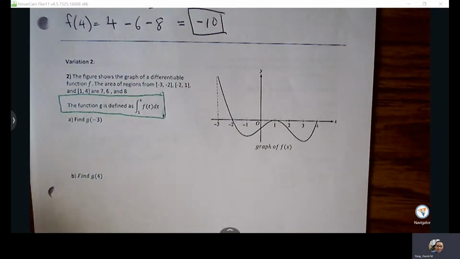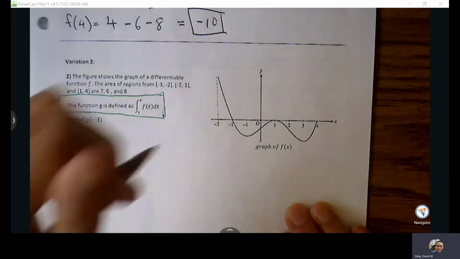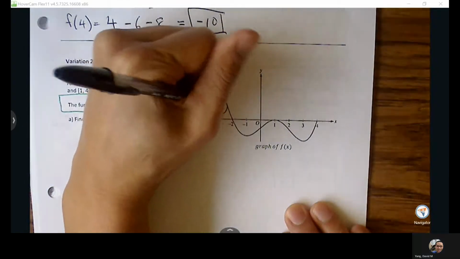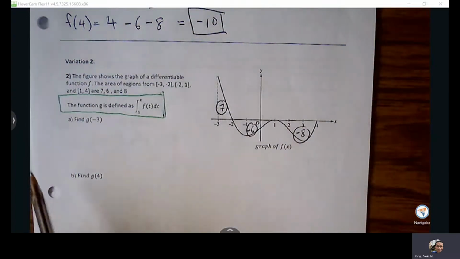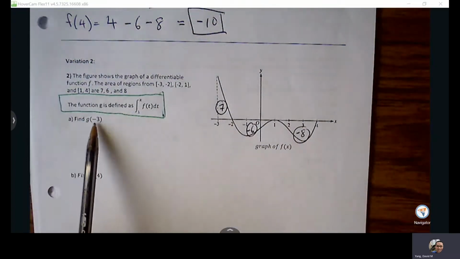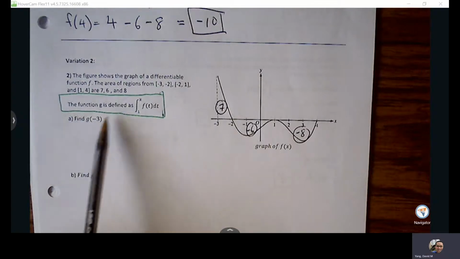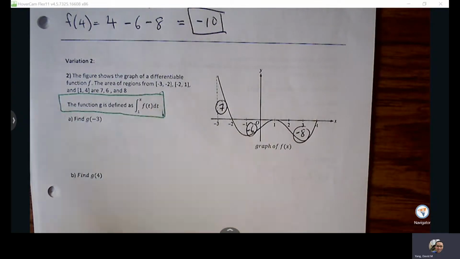So same diagram, same area, same regions. But now, because there's an explicit definition, I'm just going to replace negative 3 in for x and then just read the graph.